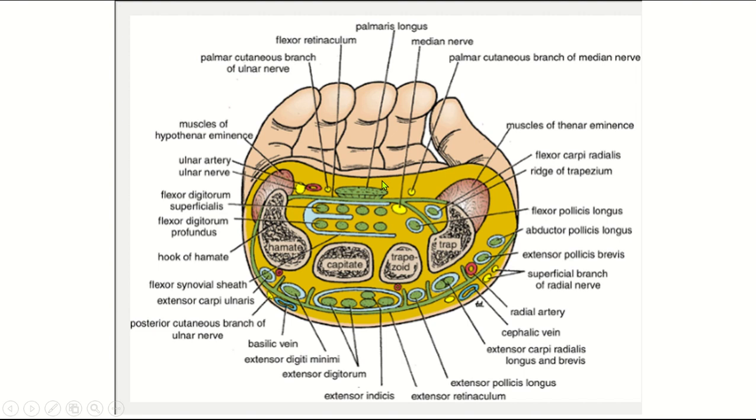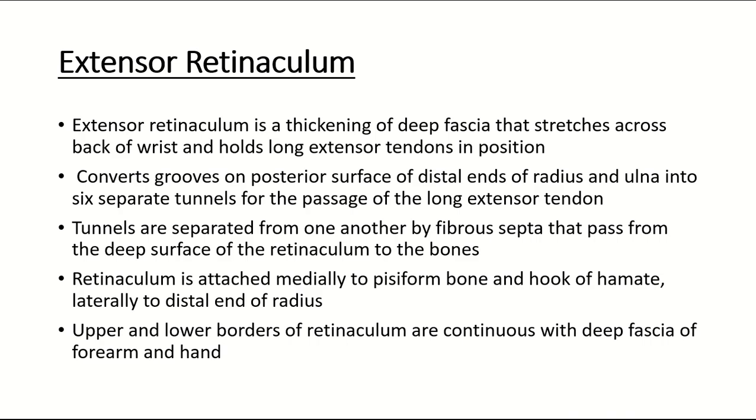So in this diagram, this is a cross section. We can see here flexor retinaculum. Here is a flexor retinaculum, and median nerve passes in the carpal tunnel, and the flexor tendons, flexor digitorum superficialis, flexor digitorum profundus. These tendons of these muscles pass beneath the flexor retinaculum.